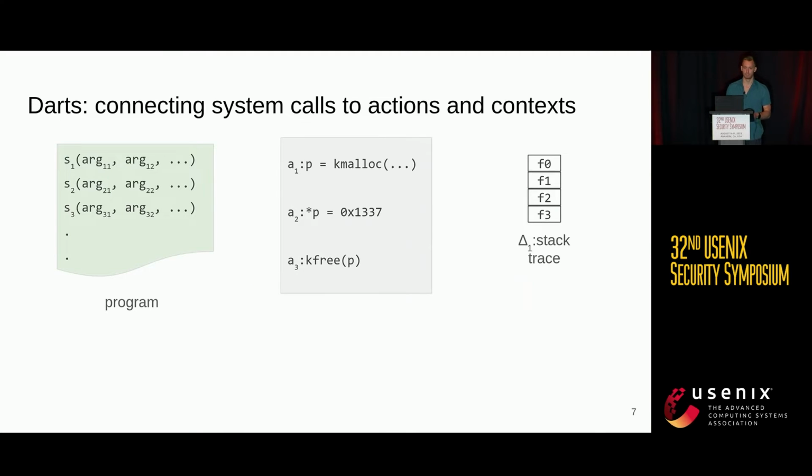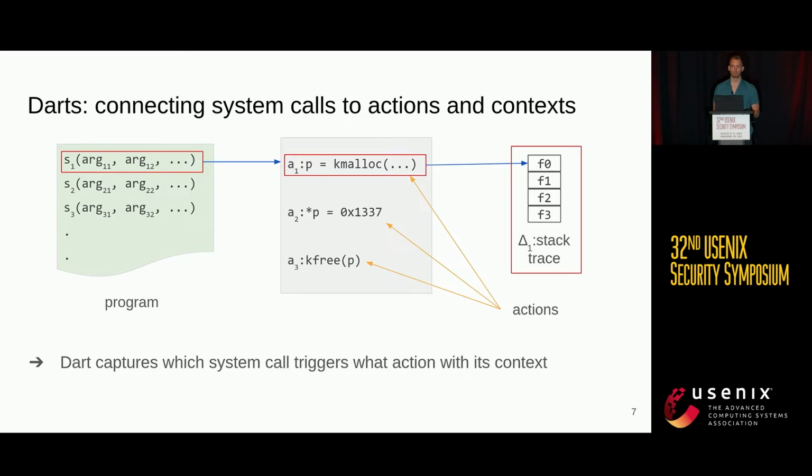Before we get to the technique, I want to get 2 definitions out of the way. First of all, darts. We have a program, a sequence of system calls, and then we start executing the first system call. It triggers certain operations in the kernel, for example, an alloc, a write, or a free. At the point of this alloc, we have traversed certain functions and have a current call stack. These 3 items put together make up a dart. A dart captures which system calls trigger what actions with their context. As a picture, just like throwing a dart, we execute the system call hoping to re-trigger the same action.